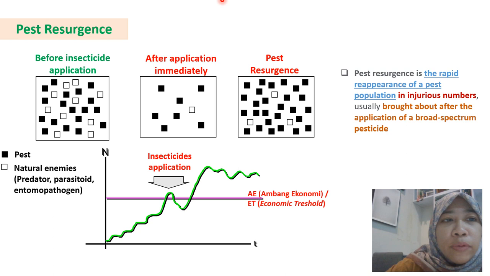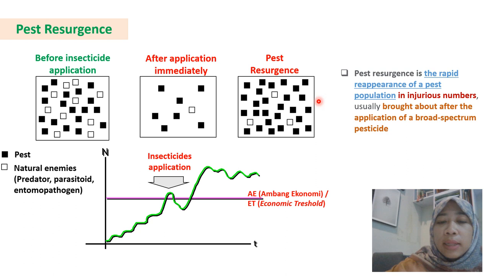Now we move to pest resurgence. What is pest resurgence? Pest resurgence is the rapid reappearance of pest population after the insecticide application. It's because of the use of broad spectrum pesticide. So, rapid reappearance, the very fast appearance of pests in very large numbers.